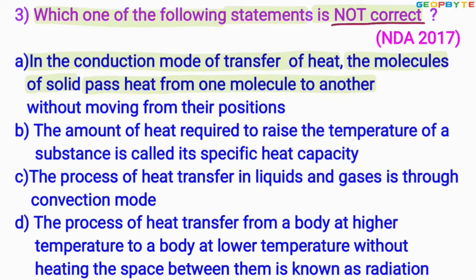Look at option B. The amount of heat required to raise the temperature of a substance is called its specific heat capacity. No. The statement for specific heat is, the amount of heat required for one unit mass of working material to raise the temperature through 1 degree centigrade is called specific heat. It is simply given to raise the temperature, not the total temperature. Therefore, option B is not looking correct. Therefore, that is our option. Option B is the answer.